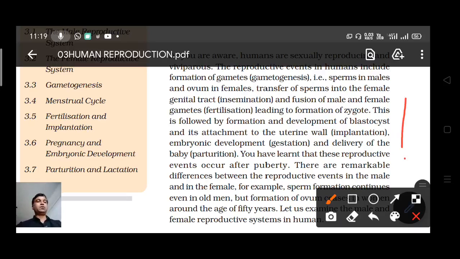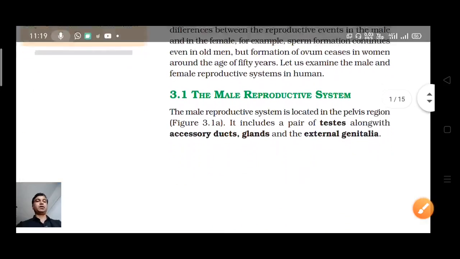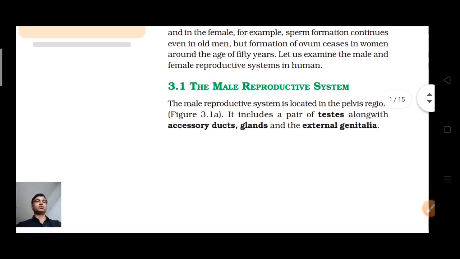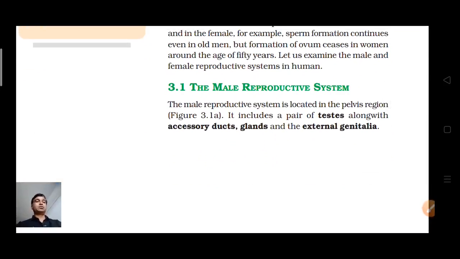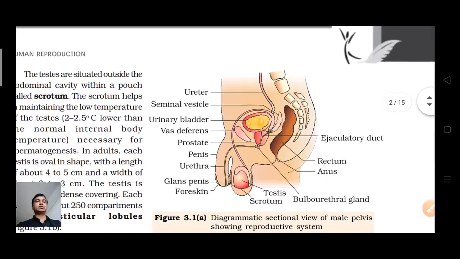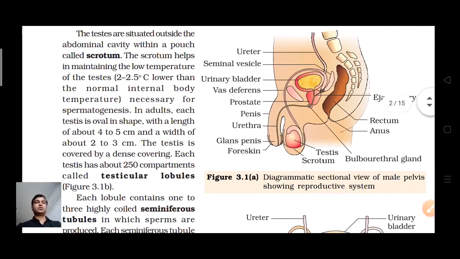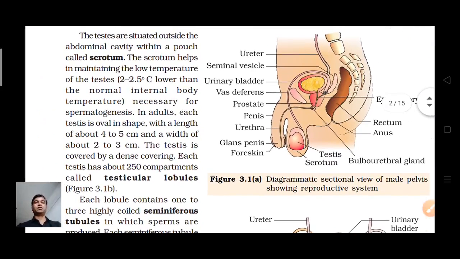Now come to the second page. In the first page only, the male reproductive system is given. The male reproductive system is located in the pelvis region. In figure 3.1 we are going to cover it. It includes a pair of testes along with accessory ducts, glands and external genitalia. So this is the male reproductive system figure and its description. First we will read the description, then we will cover the figure.